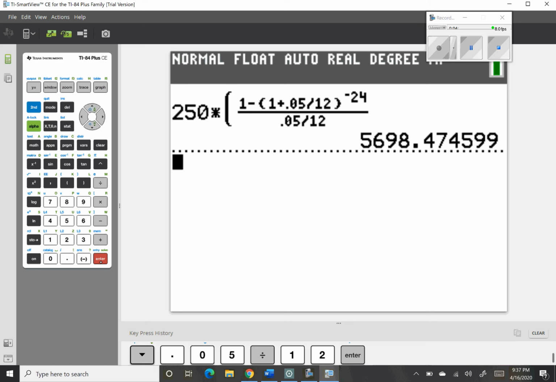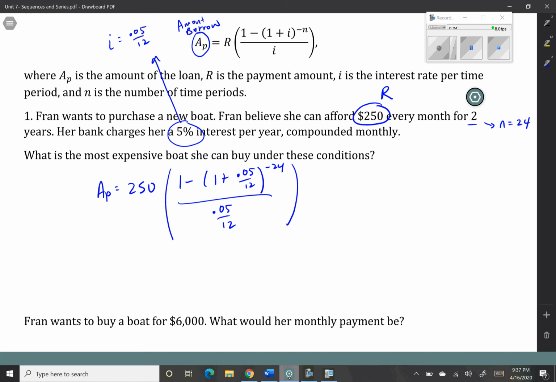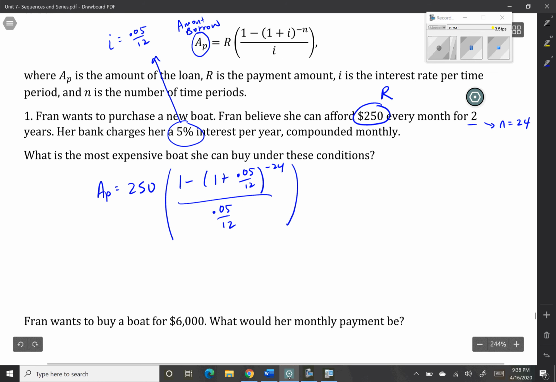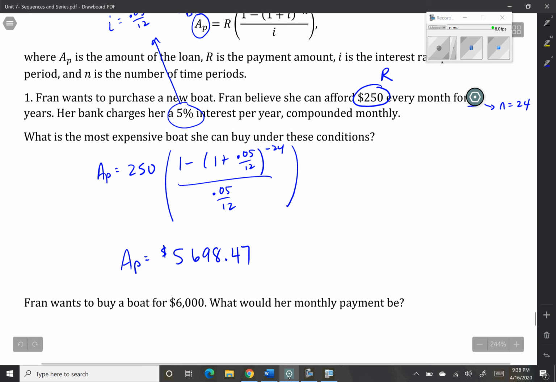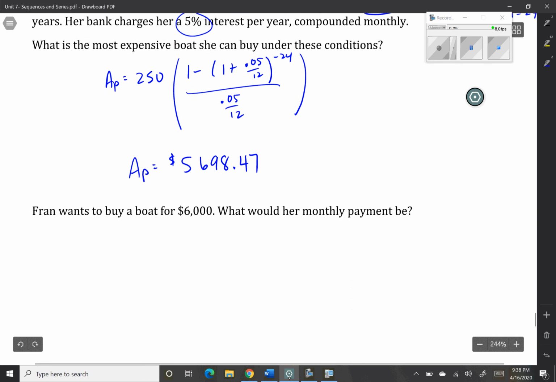So there's her amount of money that she's allowed to borrow from the bank under the parameters that she's outlined for us. So she's allowed to borrow from the bank $5,698.47. So what this is telling us is she's going to take this monthly payment of $250, pay it over 2 years, and she could buy a boat that's around $5,700.